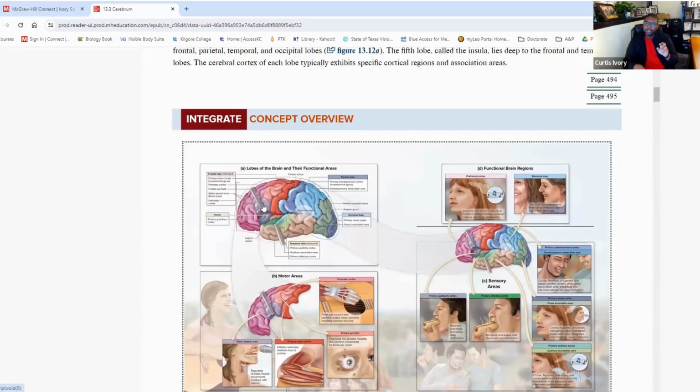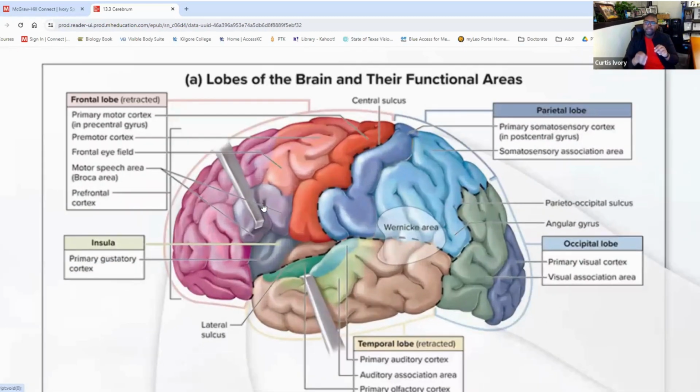scrunchy looking deal. This is a bunch of cells, sheets of neurons that are folded. Remember, the more folding something has, the more surface area it has. So the more folding that your brain has, the more tissue you have, the more neurons you have, the more connections that you can make.